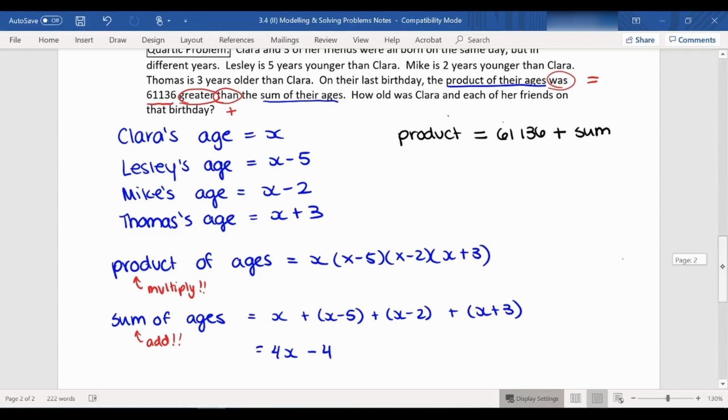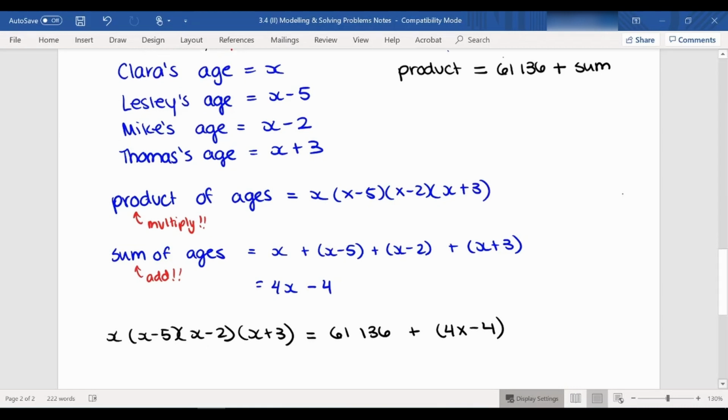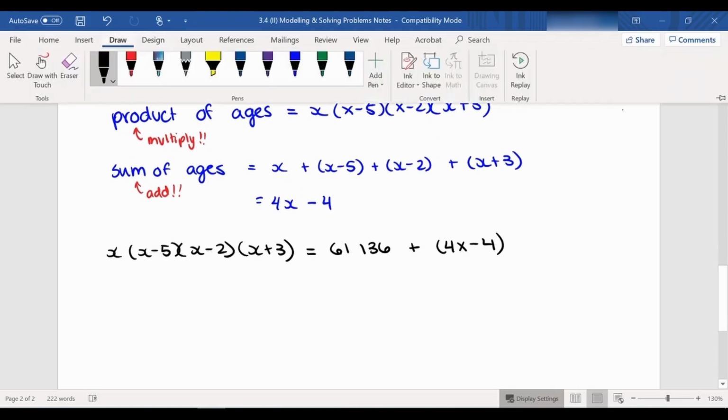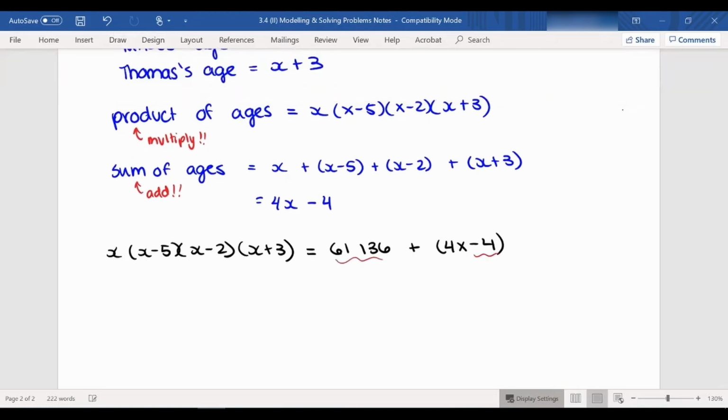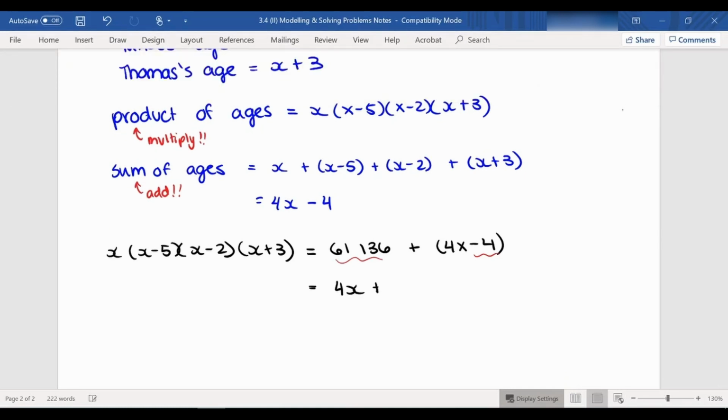So we have a lovely little equation for product. We have x times x minus 5 times x minus 2 times x plus 3. We've said that this equals 61,136 plus the sum. You can leave it like this, or you can simplify the right-hand side. On the right-hand side, we can take this and actually subtract those if we want. So we can say that this is equal to 4x plus 61,132 if we'd like.